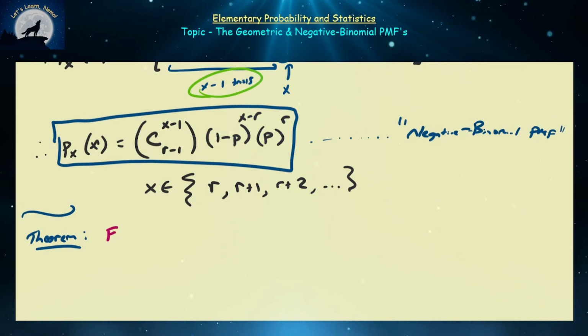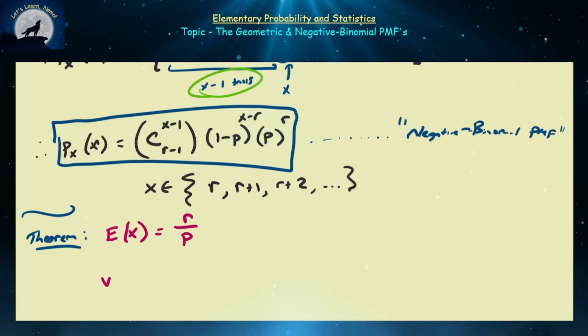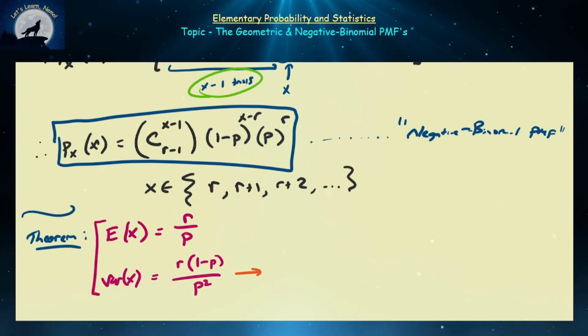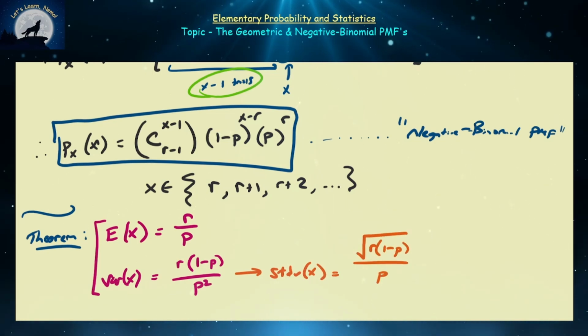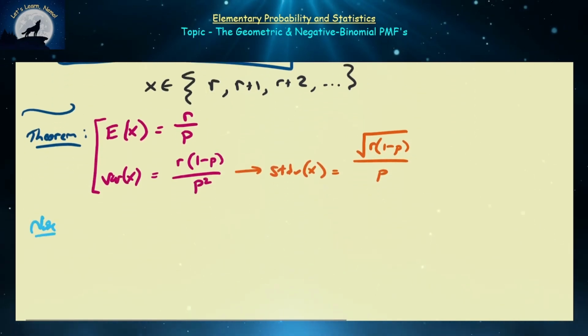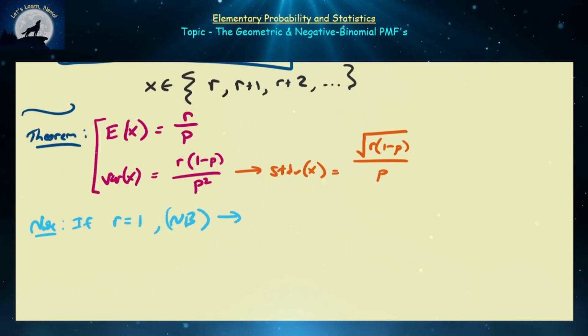The expected value for negative binomial random variables is actually going to be just a scalar multiple of the geometric. So we have r over p, and the variance of X is going to be equal to r times 1 minus p all over p squared. And obviously, if you know the variance, you can easily find the standard deviation as equal to the square root of r times 1 minus p all over p. And it's very important to note one special case: if r is equal to 1, then negative binomial just turns into a geometric random variable.